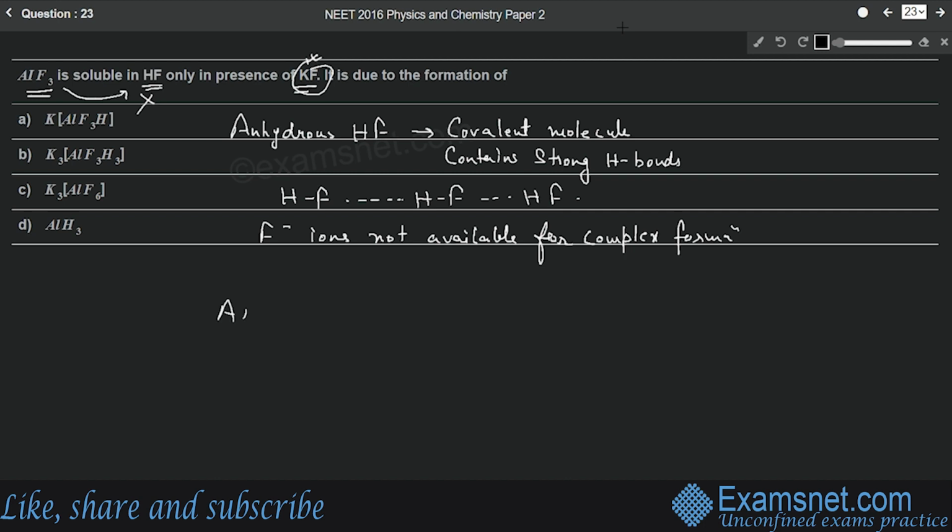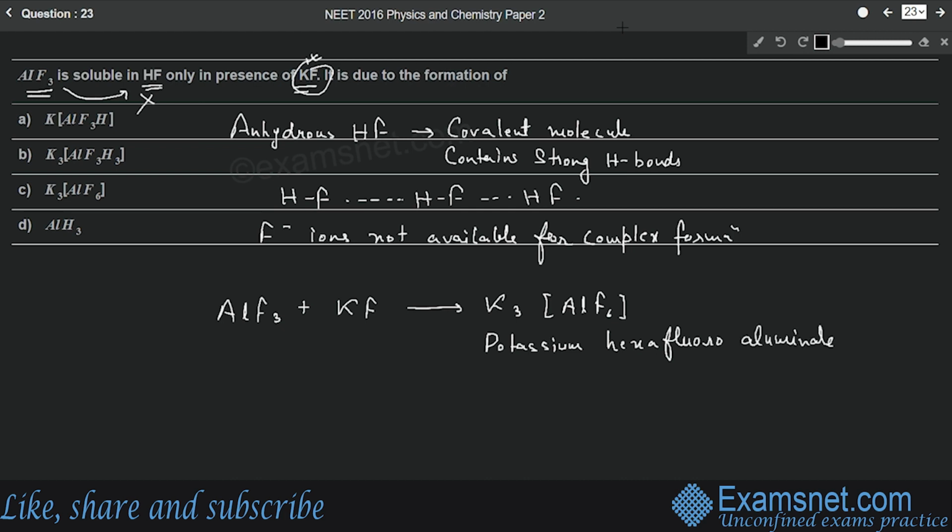We have aluminium trifluoride, it will react with potassium fluoride and it will form a complex, K3AlF6. What is this? This is potassium hexafluoroaluminate. Okay, because the maximum coordination number of Al3+ is 6. Therefore it makes the AlF6 3- ion.